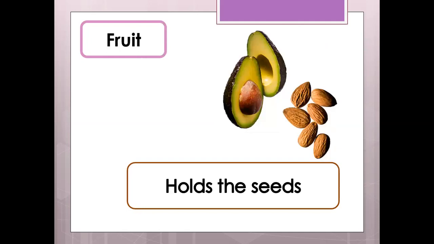Then there is also a part which is called the fruit. For example, we all know the avocado, the apples, the mangoes; they have seeds inside them, right? What is the importance of the fruit? It is the part that holds the seeds. And of course, we take the seeds again to make a new plant of the same kind. So we can consider the fruit as the protective part for the seed.